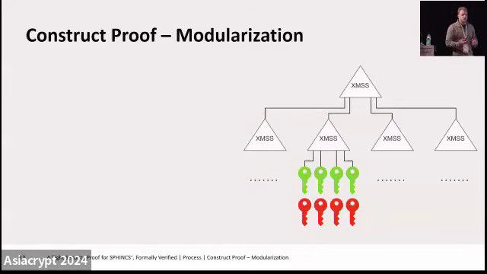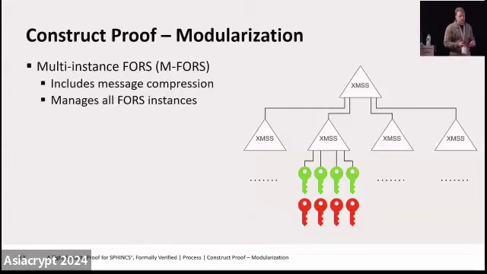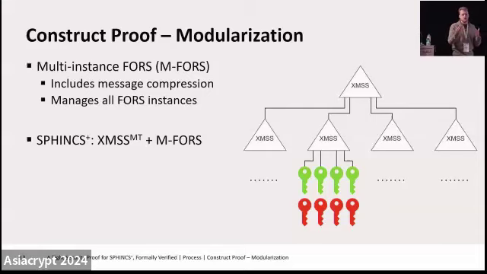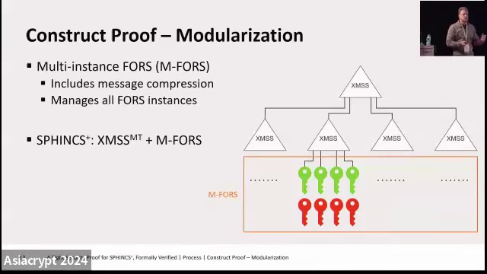Okay, and then before actually going to the proof, there's one more additional modularization step that we did to accommodate the modularization of our proof, which is we introduced an auxiliary multi-instance FORS scheme, which combines all the FORS instances in a SPHINCS+ instance, as well as the message compression step. And then SPHINCS+ essentially becomes XMSS MT plus this multi-instance FORS scheme. And so in the diagram, this then looks like this. So M-FORS encompasses all these FORS instances on the bottom layer as well as the message compression. And XMSS MT is just XMSS MT as it was.